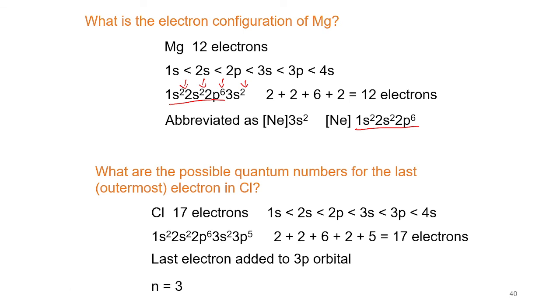So, meaning to say, we have an energy level which is 3 for the outermost electron in chlorine. We have an l which is 1 because of the p orbital. And the locations, or magnetic quantum numbers, may be -1, 0, or +1. And there can be a spin of +1/2 or -1/2. Those are the possible quantum numbers for the last outermost electrons in chlorine.